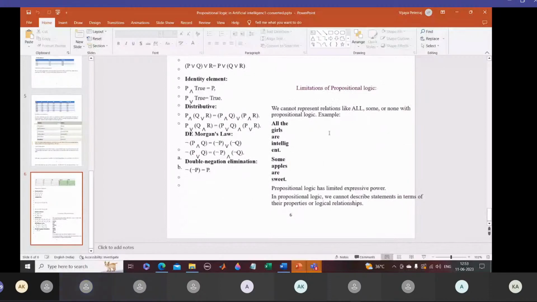So they have some limitations in propositional logic. We cannot describe the statements in terms of their properties or logical relationships. ஏனா propositional logic எப்பவுமே true or false தான் கொடுக்க முடியும். Other things எல்லாம் it cannot be taken. Logical relationships we cannot take into this. இதுதான் propositional logic. இதுதான் basic for your first order logic. இந்த first order logicல மட்டும் என்ன இருக்குன்னு பார்த்துக்கலாம்.